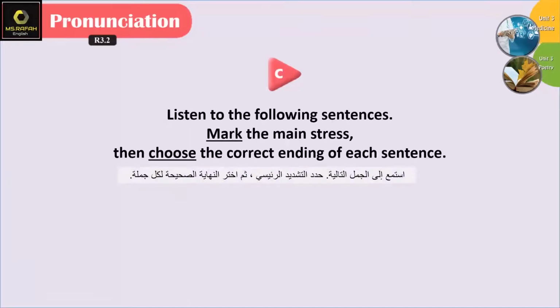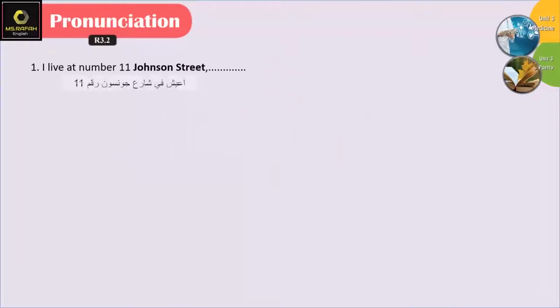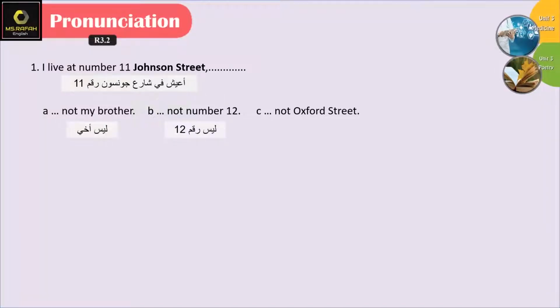Now let's move on to question C. Listen to the following sentences. Mark the main stress, then choose the correct ending of each sentence. Number 1. I live at number 11 Johnson Street. So it means not my brother, not number 12, not Oxford Street.